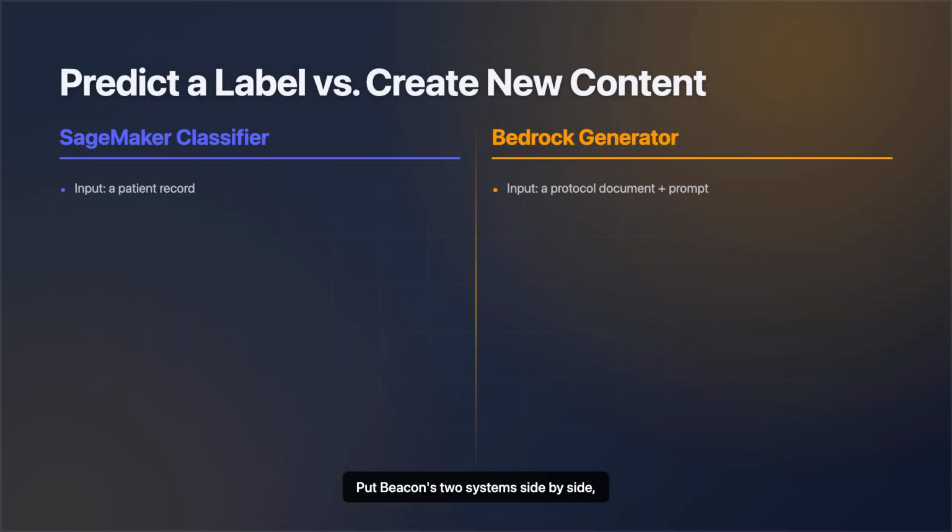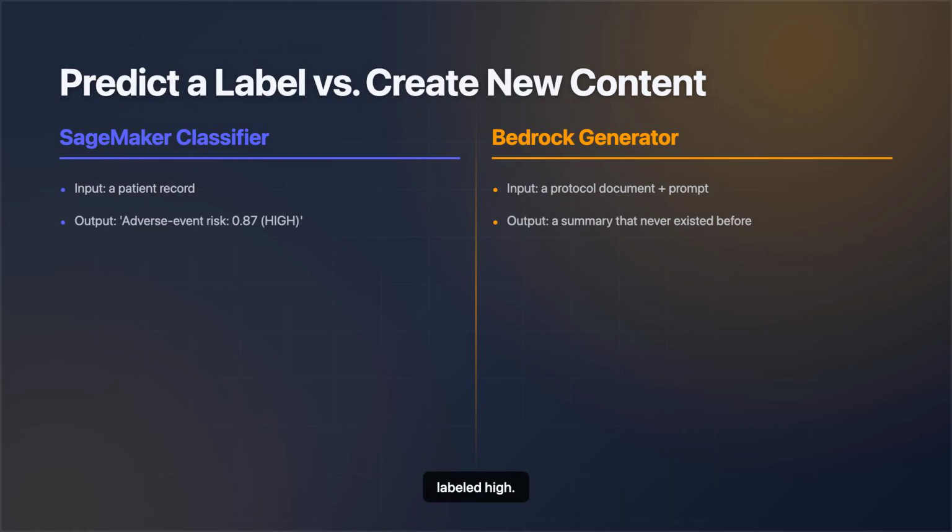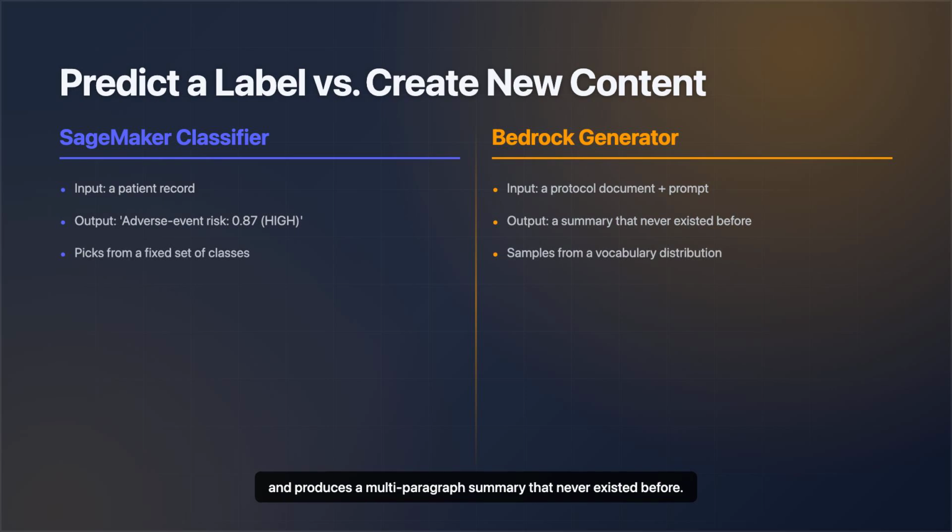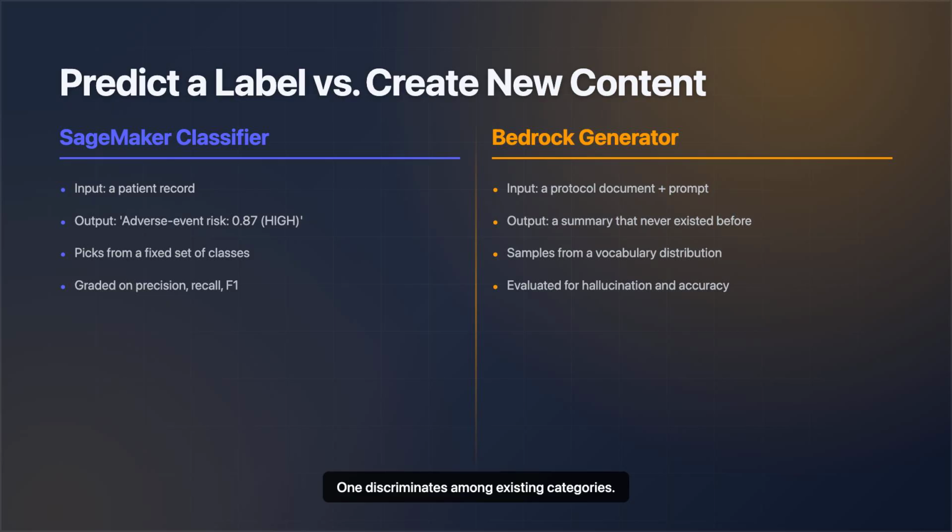Put Beacon's two systems side by side, because this is the sharpest line on the whole exam. The SageMaker classifier takes a patient record and outputs a risk score of 0.87, labeled high. It's picking from a fixed set of classes, and you grade it on precision, recall, and F1. The Bedrock generator takes a protocol document plus a prompt and produces a multi-paragraph summary that never existed before. It samples from a distribution over the entire vocabulary, so you can't grade it against an answer key. You evaluate it for things like hallucination and factual accuracy. One discriminates among existing categories.